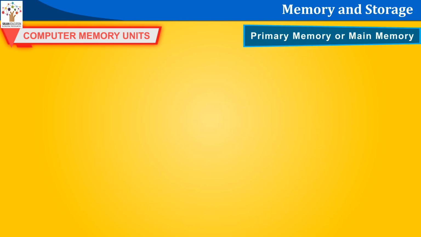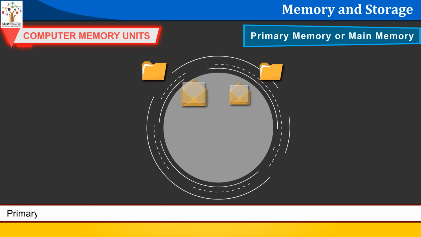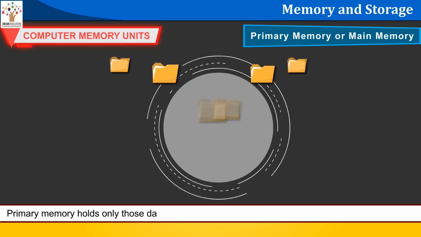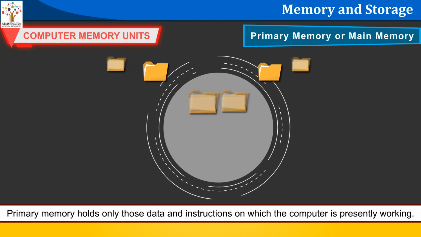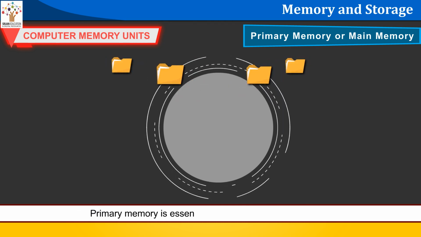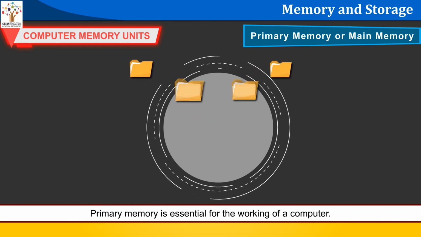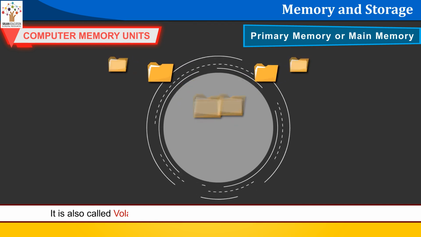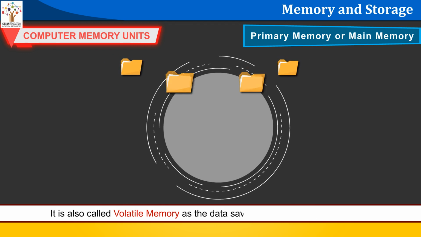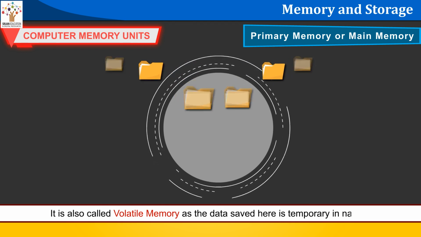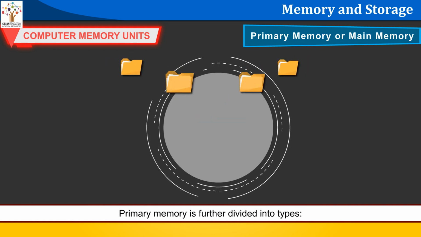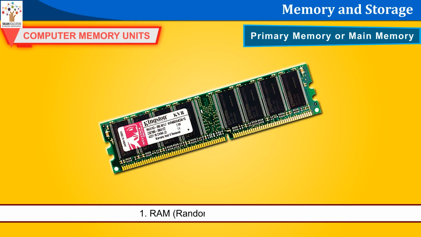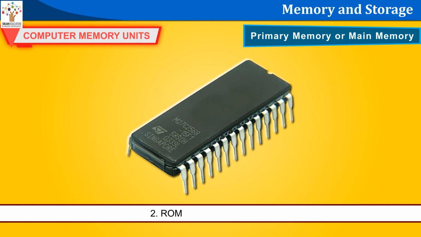Primary memory or main memory. Primary memory holds only those data and instructions on which the computer is presently working. Primary memory is essential for the working of a computer. It is also called volatile memory, as the data saved here is temporary in nature. Primary memory is further divided into two types. RAM, random access memory. ROM, read-only memory.